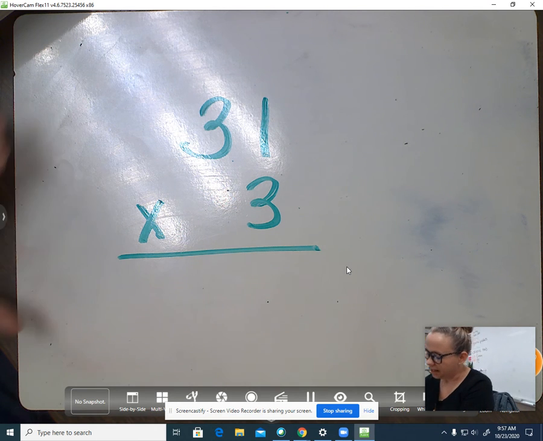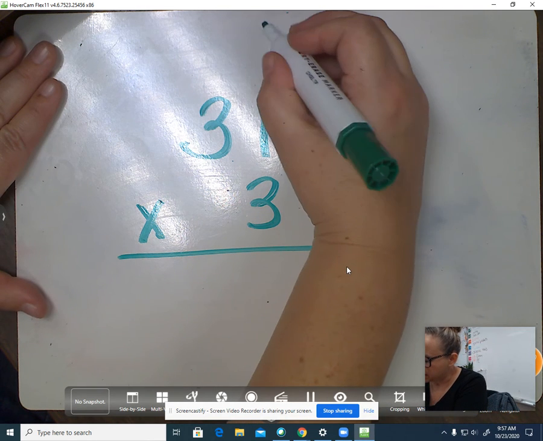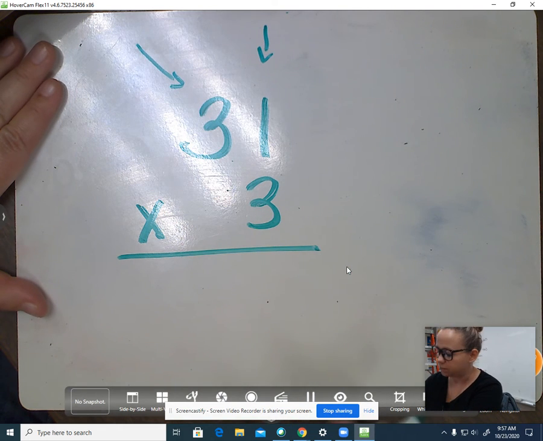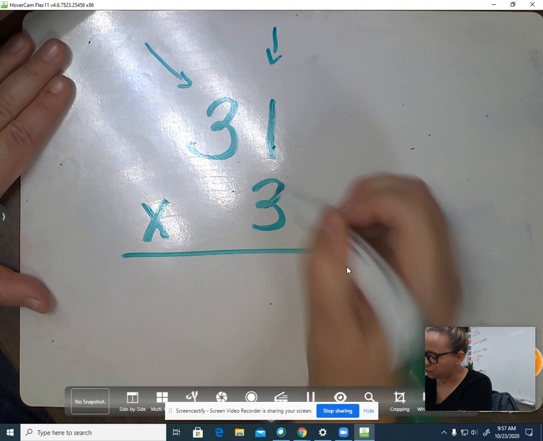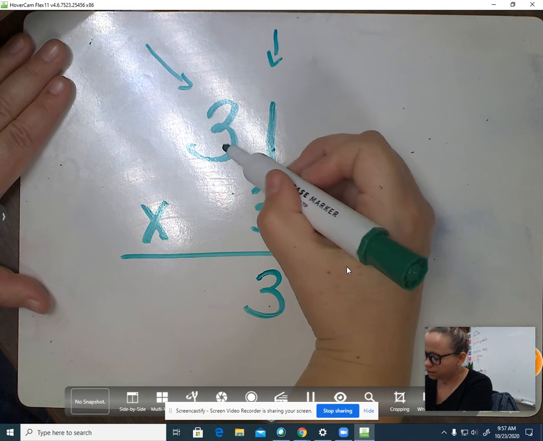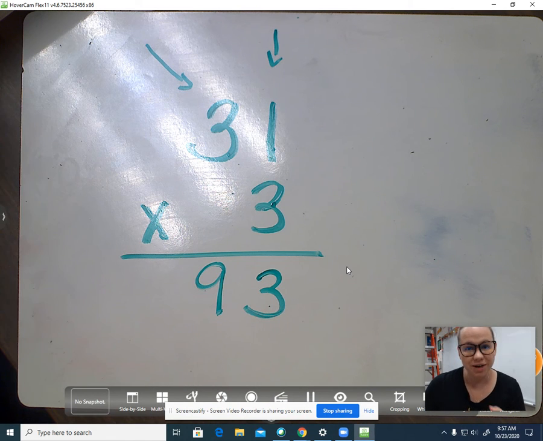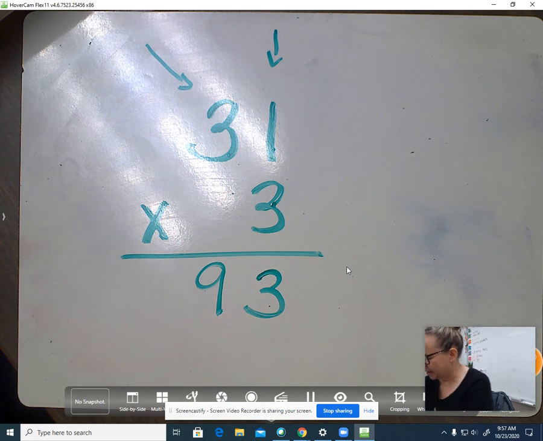Okay, so let's multiply. We're going to multiply here, and then we're going to multiply diagonal. You don't have to draw these arrows. I'm just drawing them to remind you. So 1 times 3 is 3. 3 times 3 is 9. 93. Did you get 93? Yes, great job, great job.